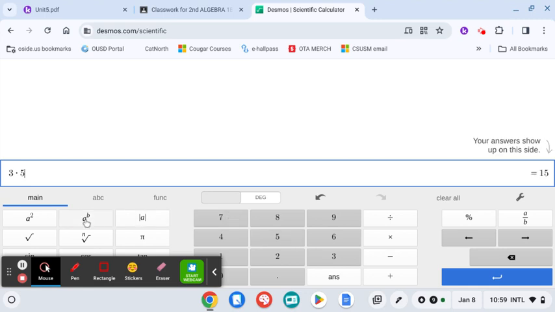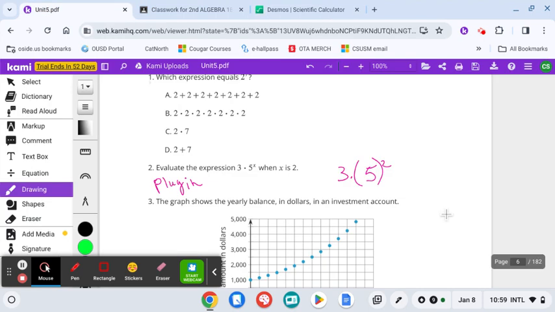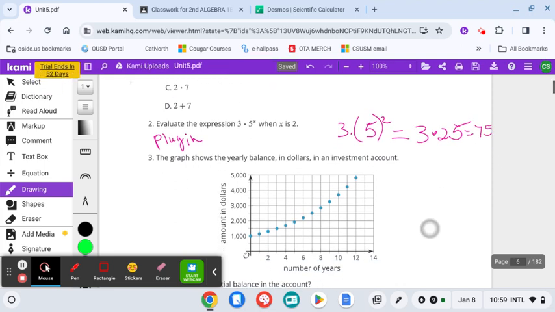5. Now to get power of 2, you have two options. You can just do squared or any power. A to the b is represented here. And to make sure that you got it right, make sure it's up in the sky from the 5. So 3 times 5 squared, 5 squared is 25 times 3. The answer is 75. So they wanted you to actually plug that in. And we got 75.